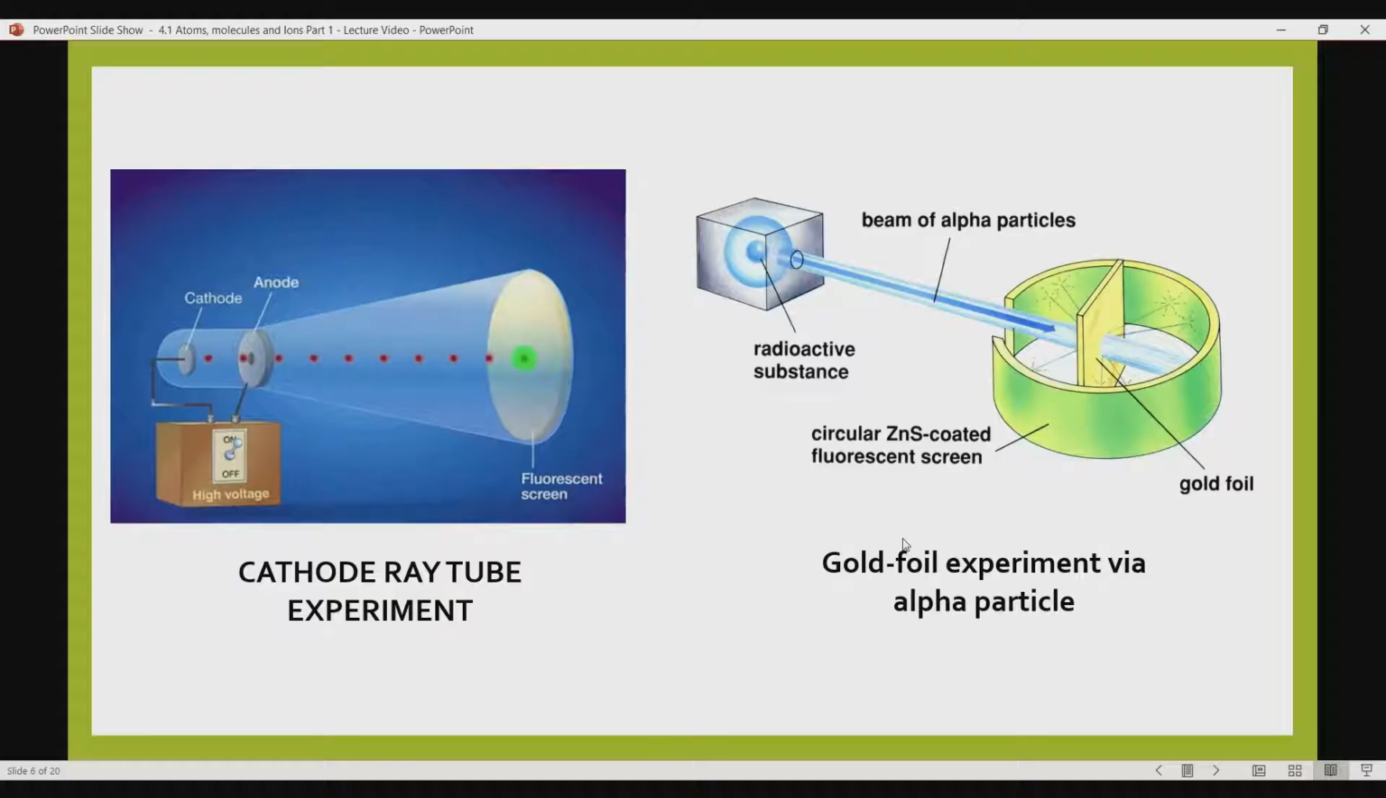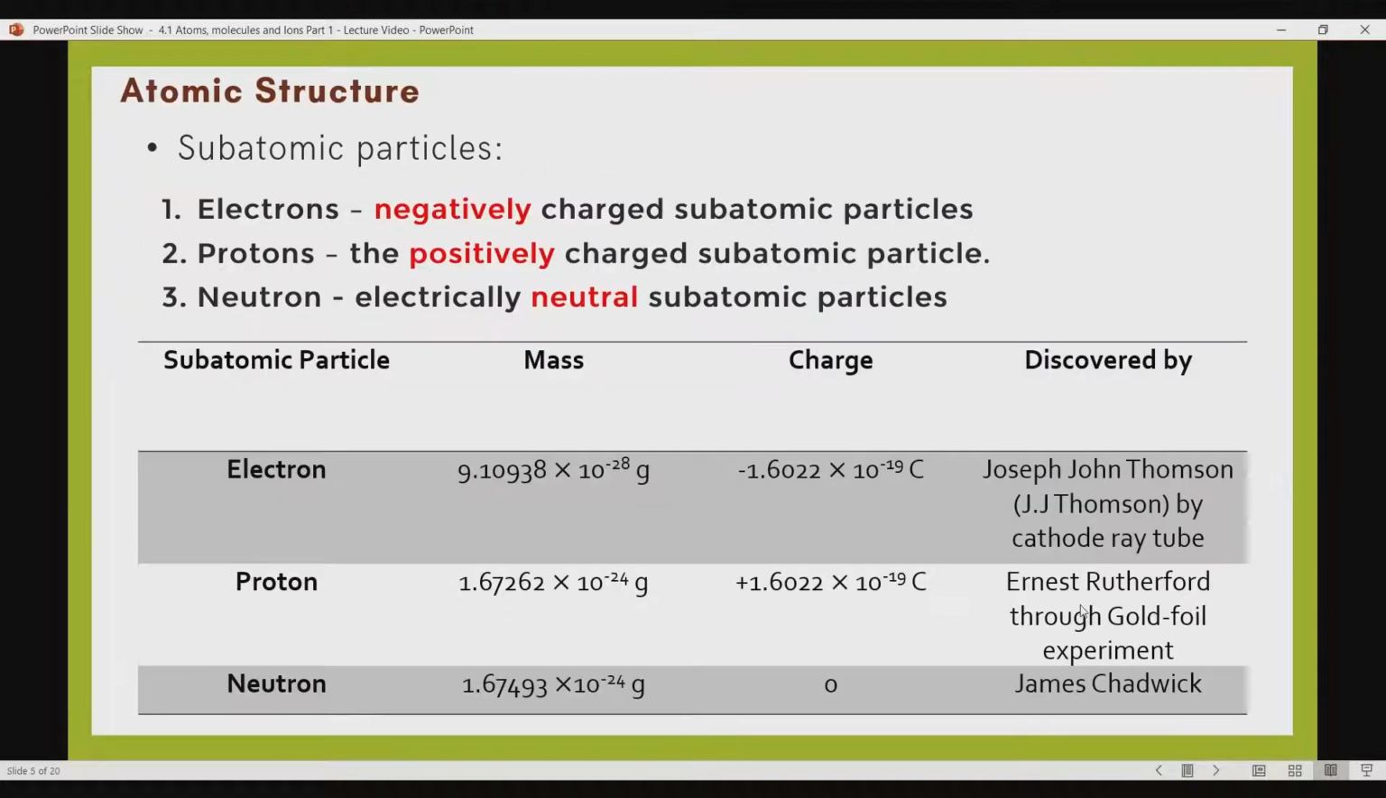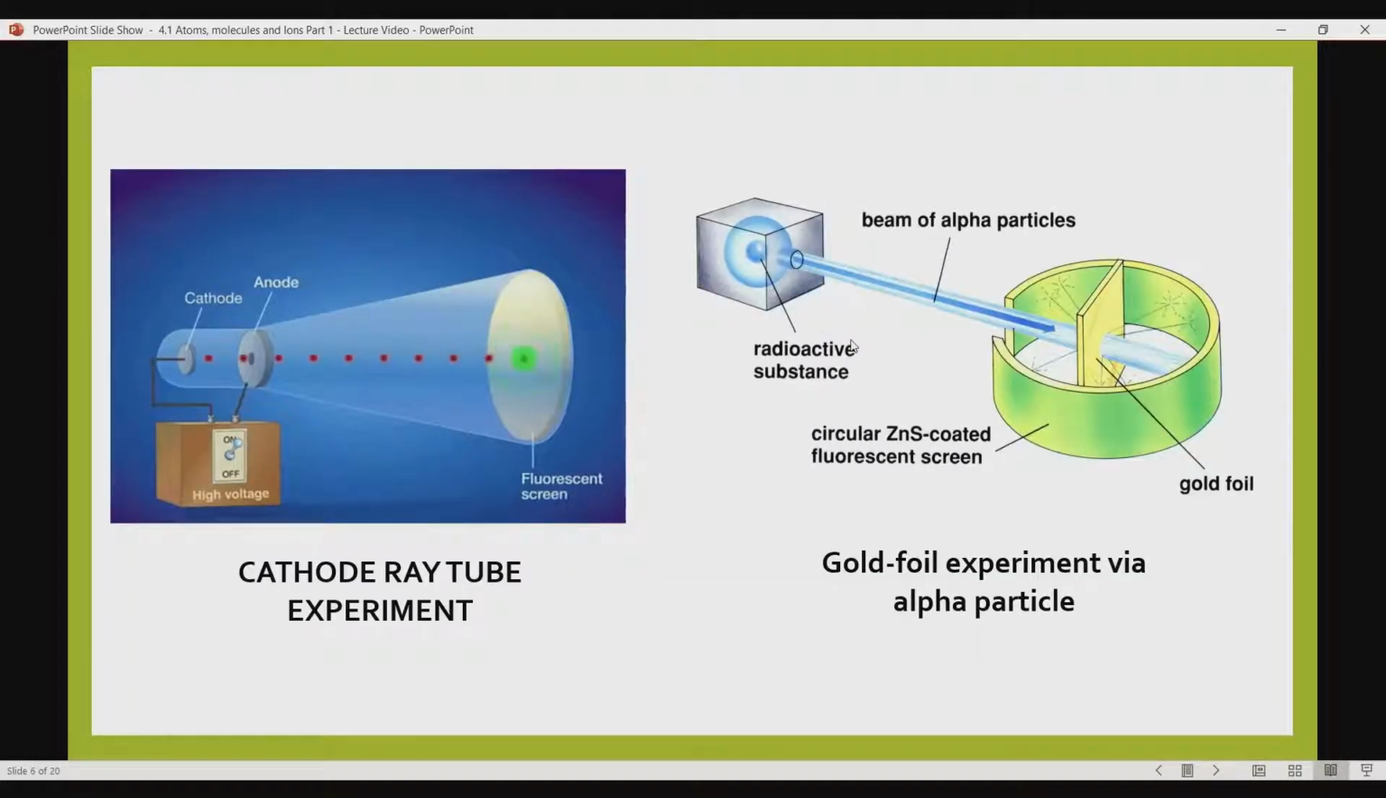Okay, and then this one, the second image, is a gold foil experiment via alpha particle. Now this was used by Ernest Rutherford for the gold foil experiment to discover the proton. So this was just through the use of the alpha particles. Okay, alpha particles are positively charged particles, and when they hit the gold foil, it was seen that some of the alpha particles ricocheted, they bounced in different directions.